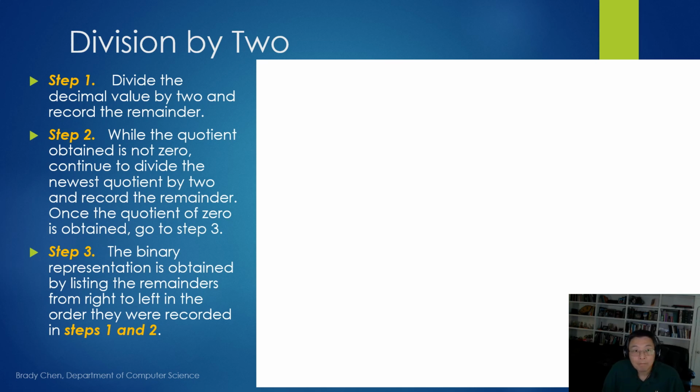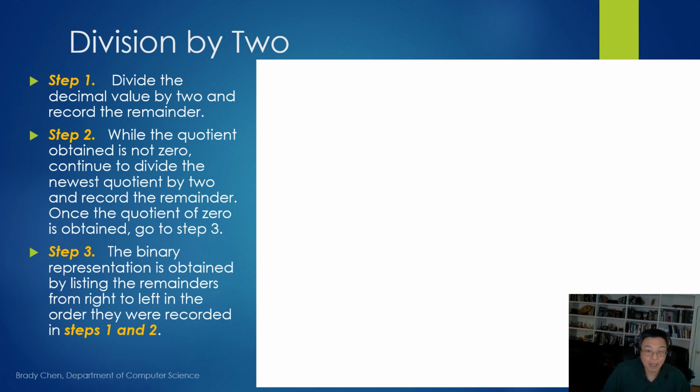That's not a problem. However, we find out that if the decimal number is very big, then it's not easy to use the comparison with the power of 2, because we have to find the largest power of 2, which is smaller than the number. So this is not easy. So here we're going to introduce another approach. It's called a division by 2.